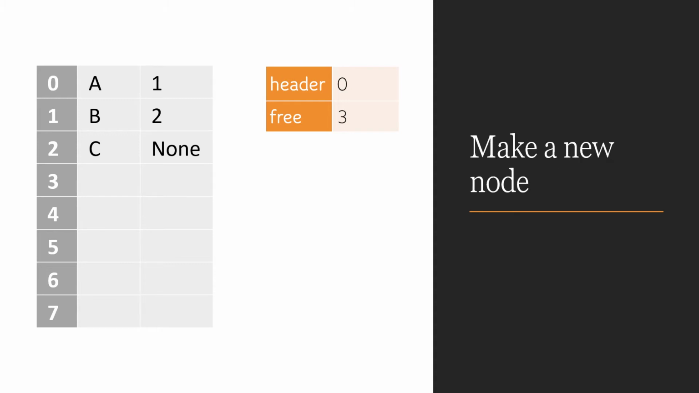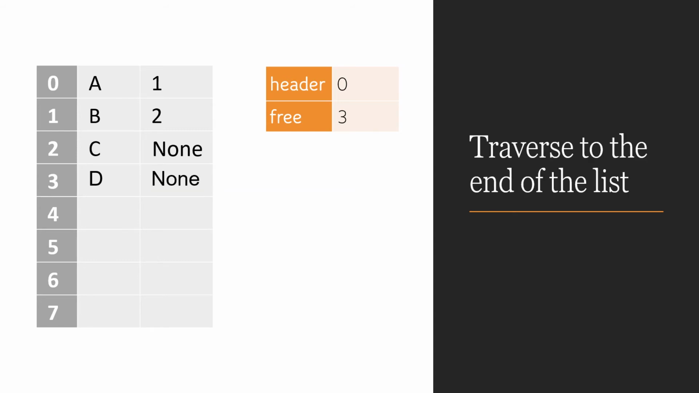So let's see how we would use this to make a new node, and then later we'll add the node to the end of the linked list. So we look at the free pointer. That tells us that location 3 is empty, so we put the value, in this case D, into location 3. There isn't a pointer, it's just none. At the moment, there are no changes to pointers.